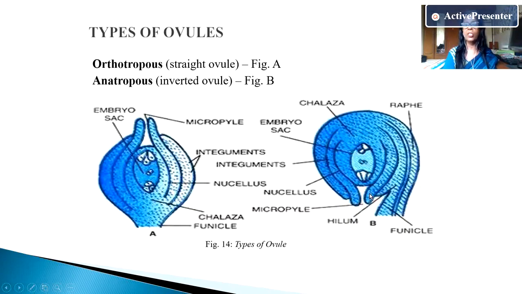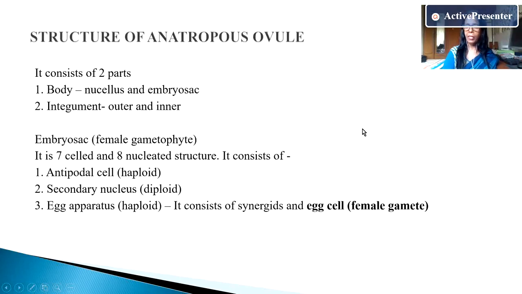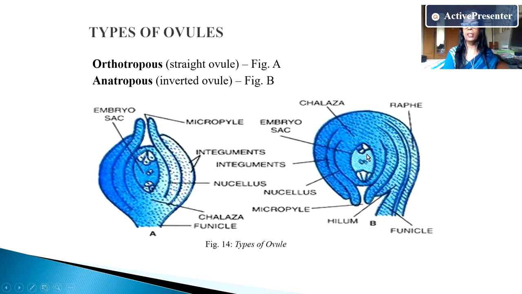See here the structure. So this is the body. Body means the nucellus and embryo sac. And these are the integuments, two parts. And this female gametophyte is otherwise known as embryo sac. It is a 7-celled and 8-nucleated structure. And the top of the ovule is the micropyle, the base of the ovule, chalaza, and the outer two layers, the protective layers, are known as integuments. And the stalk of the ovule, funicle.